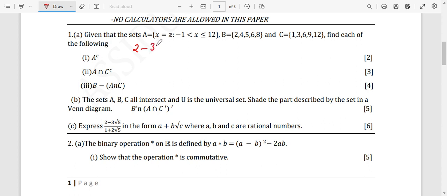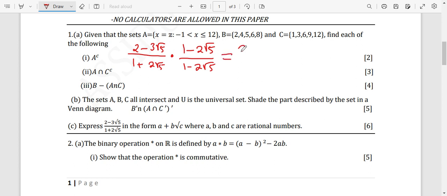Express 2 minus 3 square root of 5 divided by 1 plus 2 square root of 5 in the form a plus b square root of c. Anyone to help? What are we going to do from here? Yeah, we're supposed to conjugate. Okay, you rationalize the denominator by multiplying by the conjugate. So 1 minus 2 root 5 over 1 minus 2 root 5.